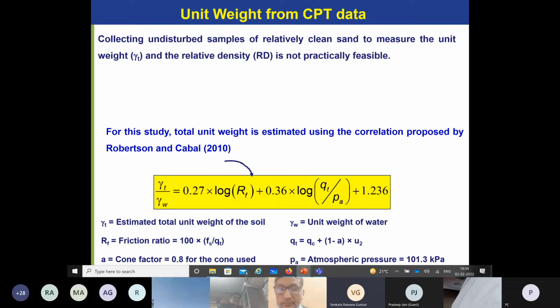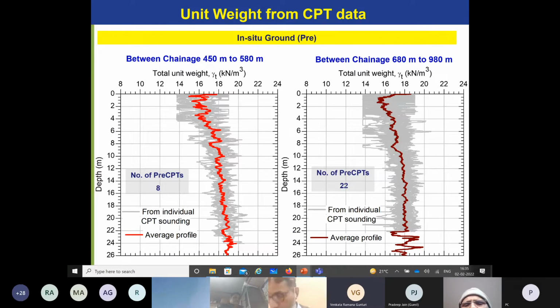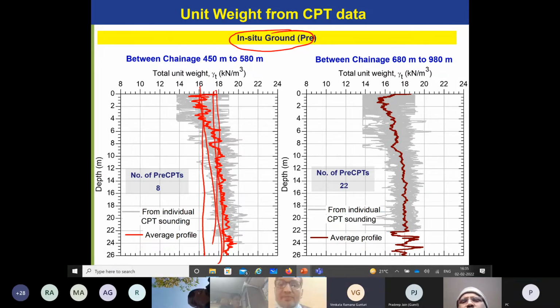And so how do you estimate the unit weight? If you go through the literature, ECPT test gives you the unit weight of the soil based upon your cone resistance and friction ratio. So what we did is we found the unit weight before the compaction was carried out. And you can see here, this is varying between 16 to 17 kilonewton per cubic meter. In the other case, at another site, it is again almost 16 to 17.